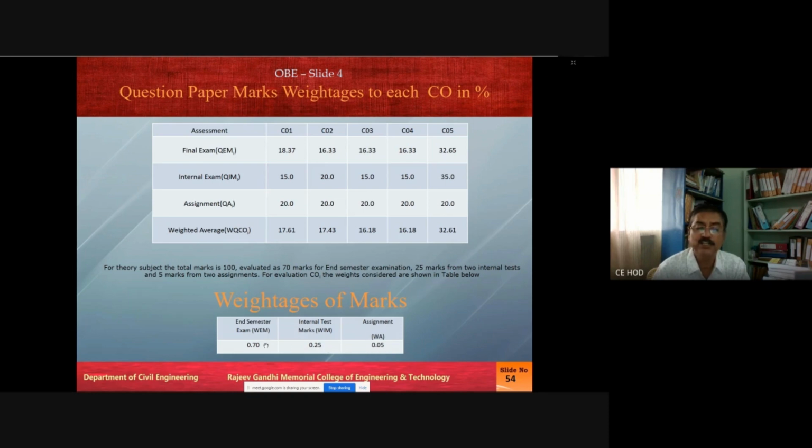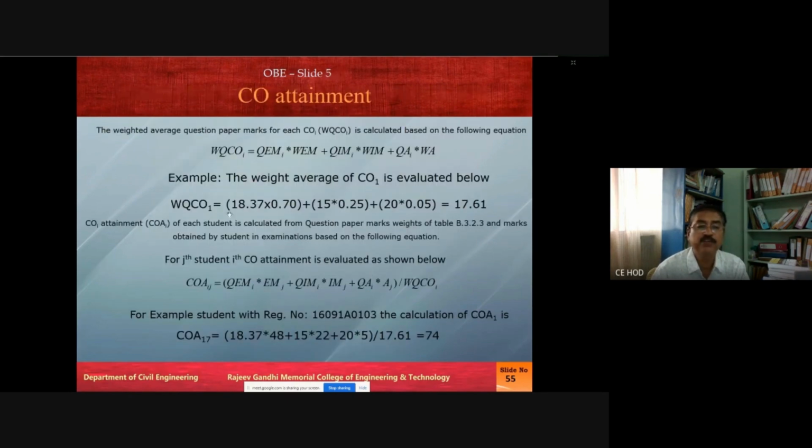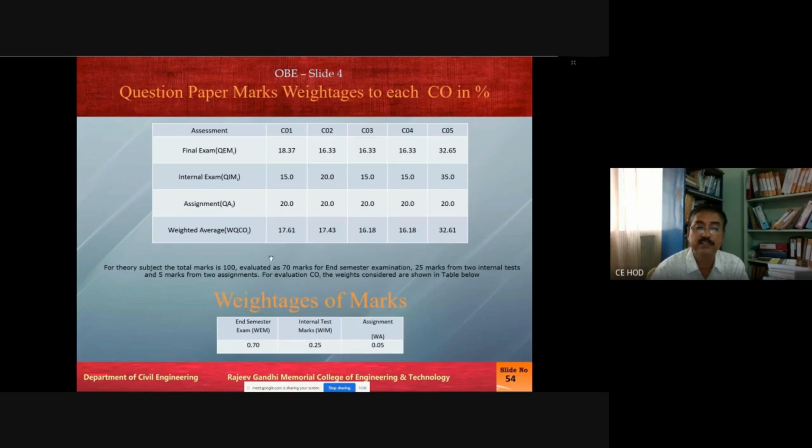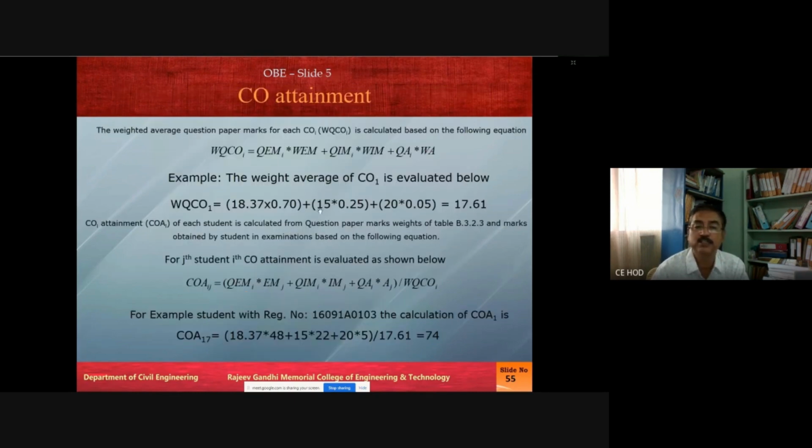So by considering all these weightages, 18.37 into 0.7, 15 into 0.25, 20 into 0.05. So this is the weighted average we are calculating. The weighted average of CO1 is evaluated like this, sir, 17.61. You can see here, this is 17.61. This is the explanation of how we have calculated it.